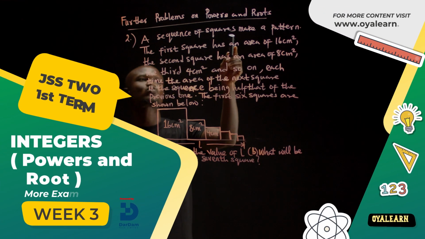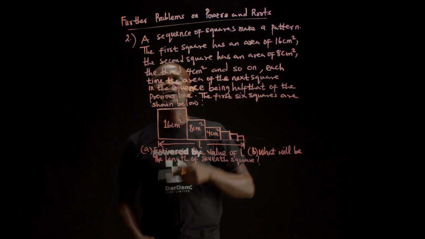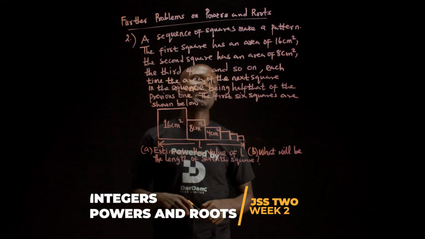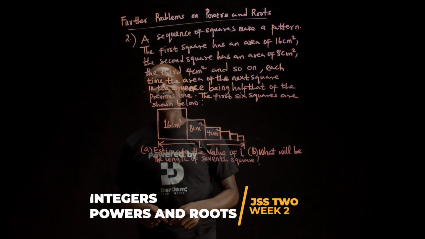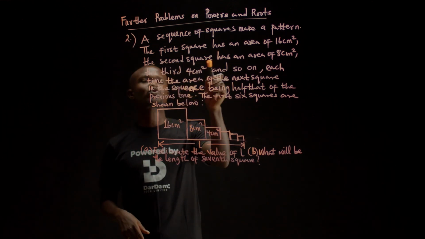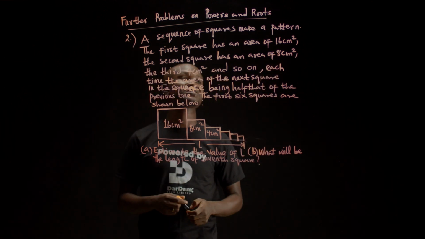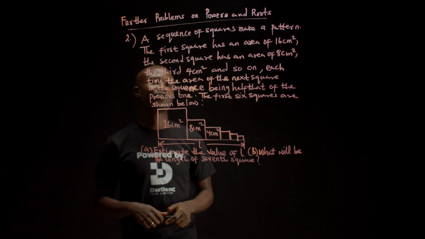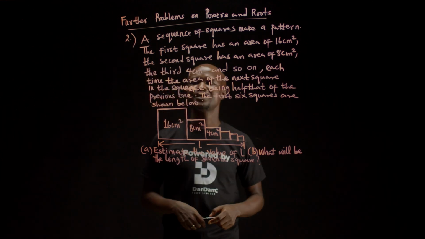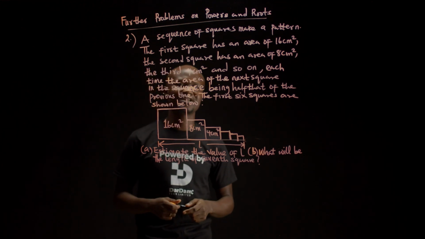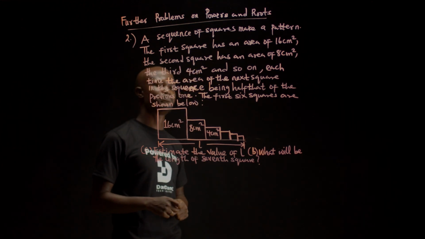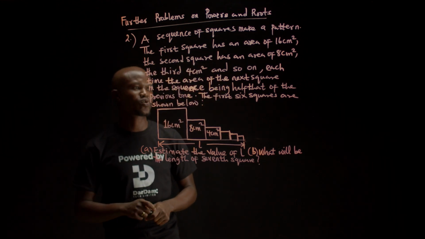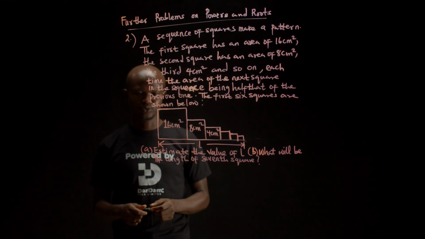A sequence of squares make a pattern. The first square has an area of 16 centimeters square. The second square has an area of 8 centimeters square. The third has an area of 4 centimeters square, and so on. Each time, the area of the next square in the sequence is half that of the previous one. The first 6 squares are shown below.